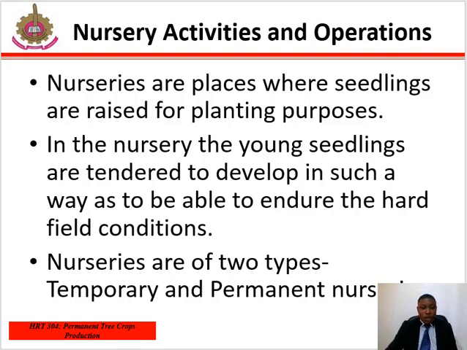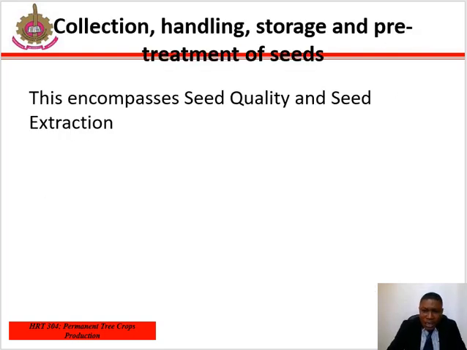Seedling production is a major expense of plantation agriculture. Every effort should be made to produce good quality seedlings at a reasonable cost. To this end, mastering the techniques of nursery operation is essential. Now, collection and handling, storage, and pre-treatment of seeds. This encompasses seed quality and seed extraction.